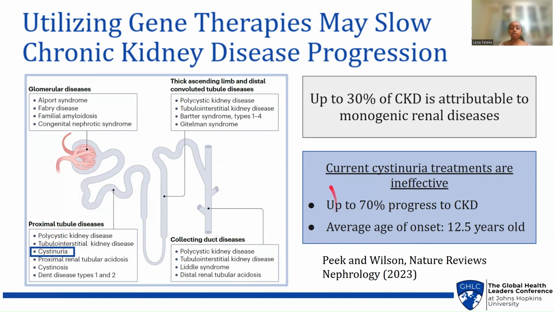And so current cystinuria treatments are ineffective, but up to 70% of cases progress to chronic kidney disease, and the average age of onset is 12.5 years old. So this makes it critical to research therapies to treat cystinuria.